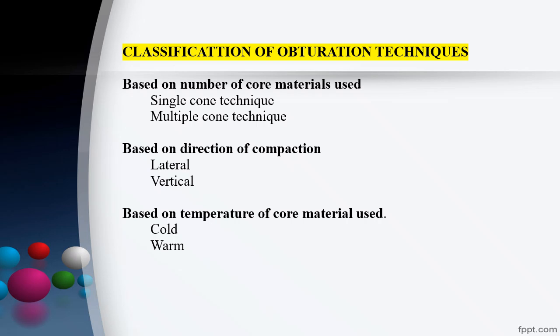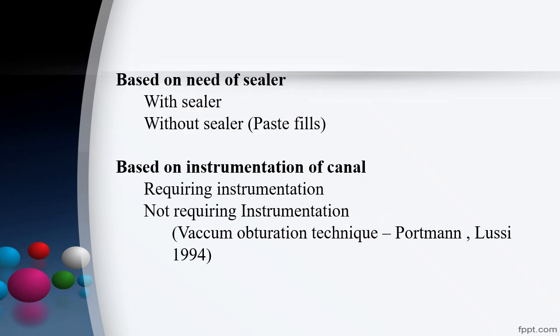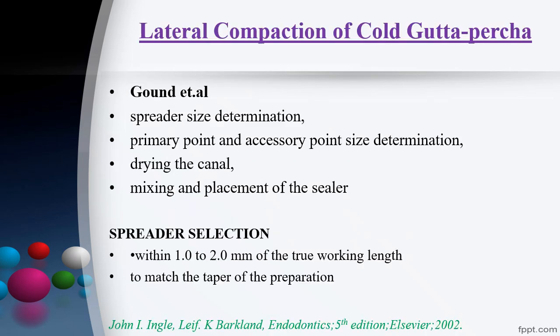The classification of obturation based on the number of core materials used is single cone technique or multiple cone technique. Based on direction of compaction, it includes lateral or vertical. Based on temperature of the core material, it can be a cold or warm compaction. Based on the need of sealer, with sealer and without sealer, and based on instrumentation of the canal, requiring instrumentation and not requiring instrumentation, where an example is the vacuum obturation technique.